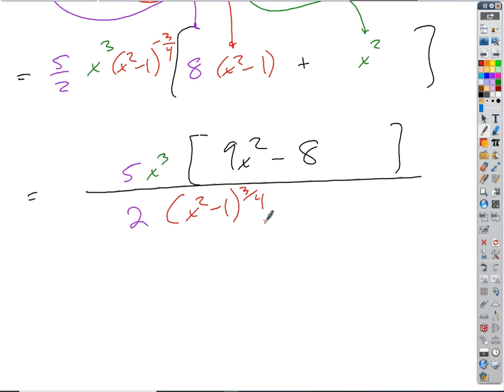Okay? You might be thinking, oh mister, you're not supposed to do that. You're not supposed to have a radical on the bottom. We don't really care. That's just, we don't do that. Elementary school life. Okay, make sense?